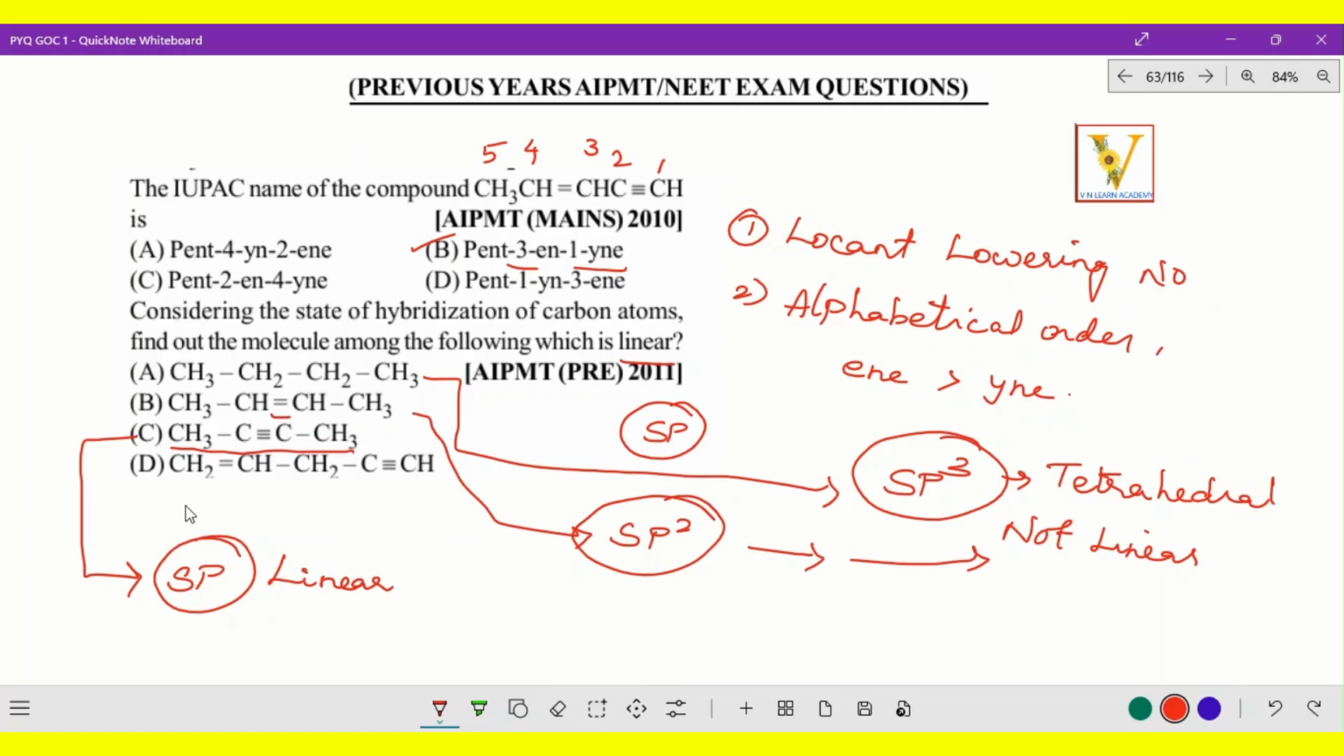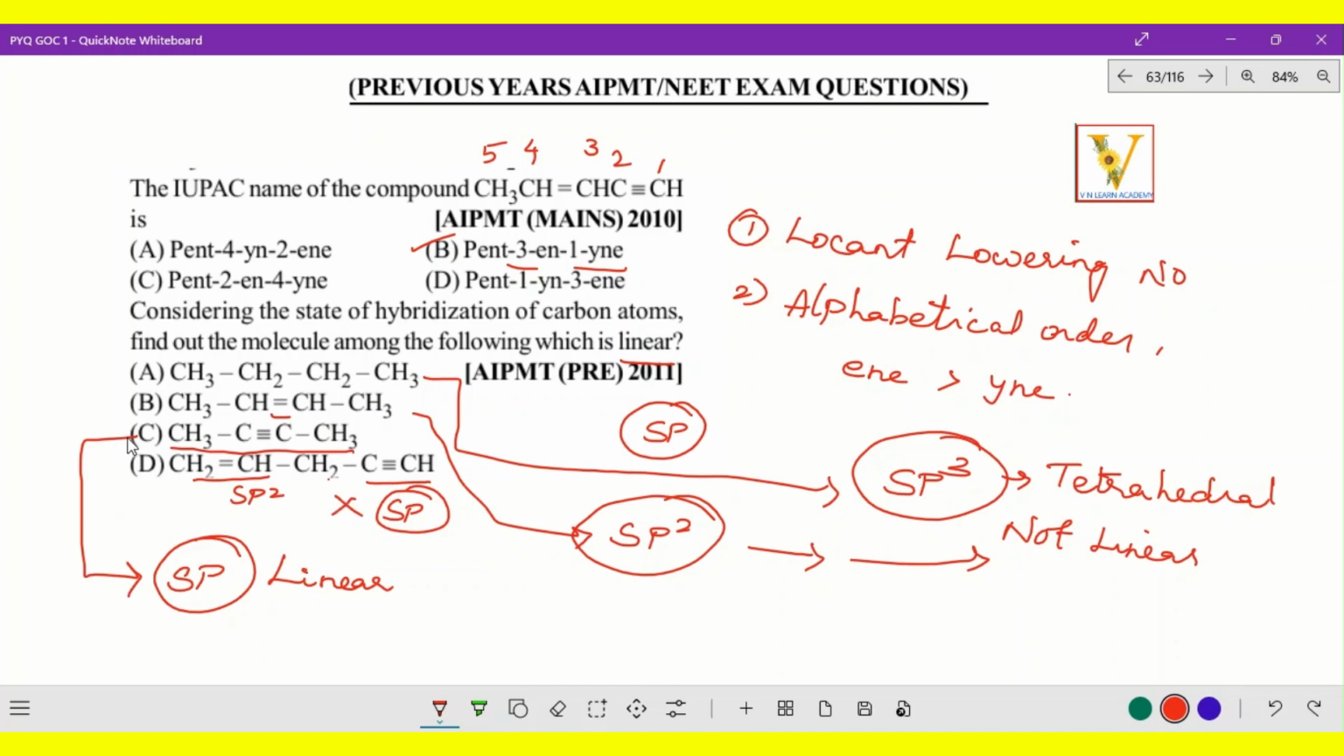Right. Now the last one, CH2 double bond CH, CH2, C triple bond CH. So at one point it shows sp2 hybridization, the other point it shows sp hybridization. So overall it will not be linear. So this also will not be the correct option.